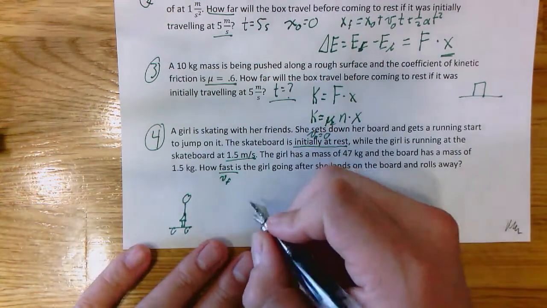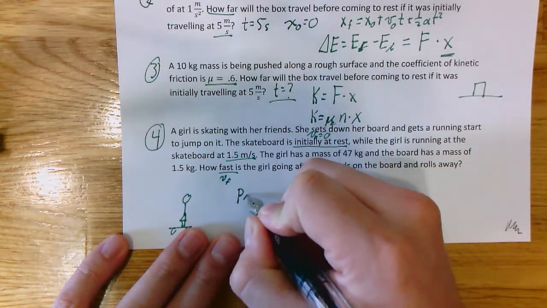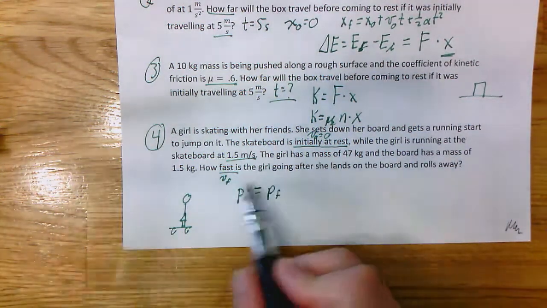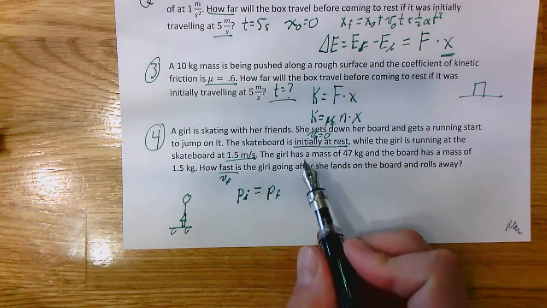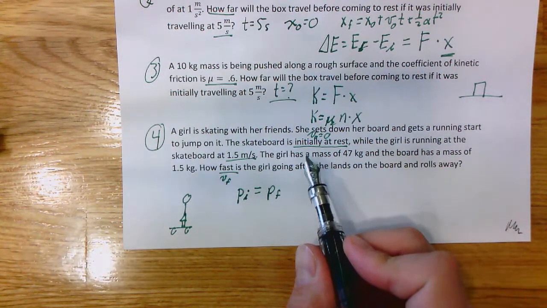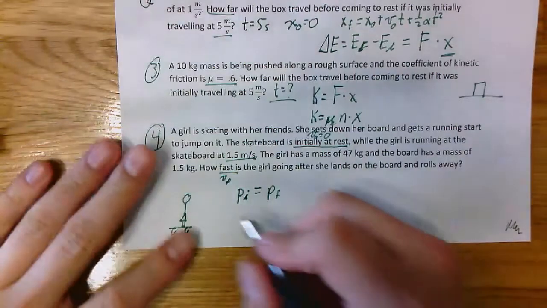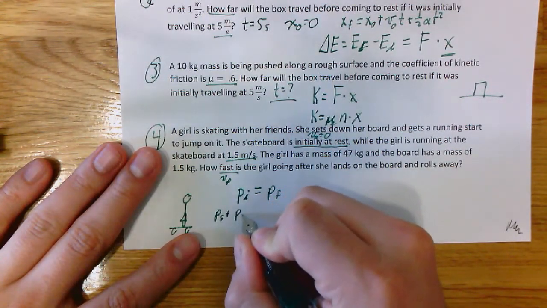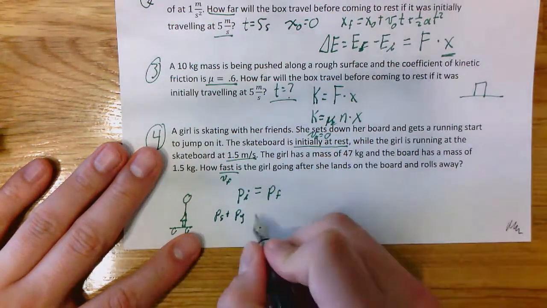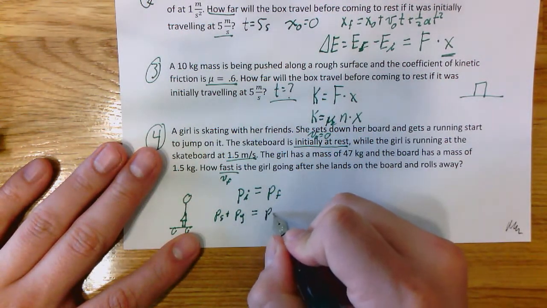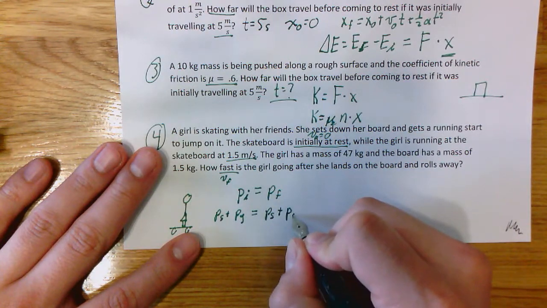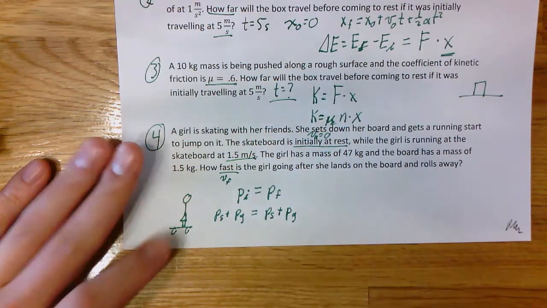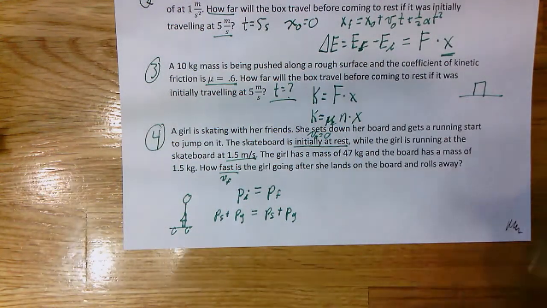Okay, so we want to say momentum initial equals momentum final. So initially, what's moving? Is the skateboard moving? Is the girl moving? So it should be momentum of the skateboard plus the momentum of the girl, both of them initial, equals the momentum of the skateboard plus the momentum of the girl, final. And then you should be able to substitute these for a bunch of MVs and plug in most of them.